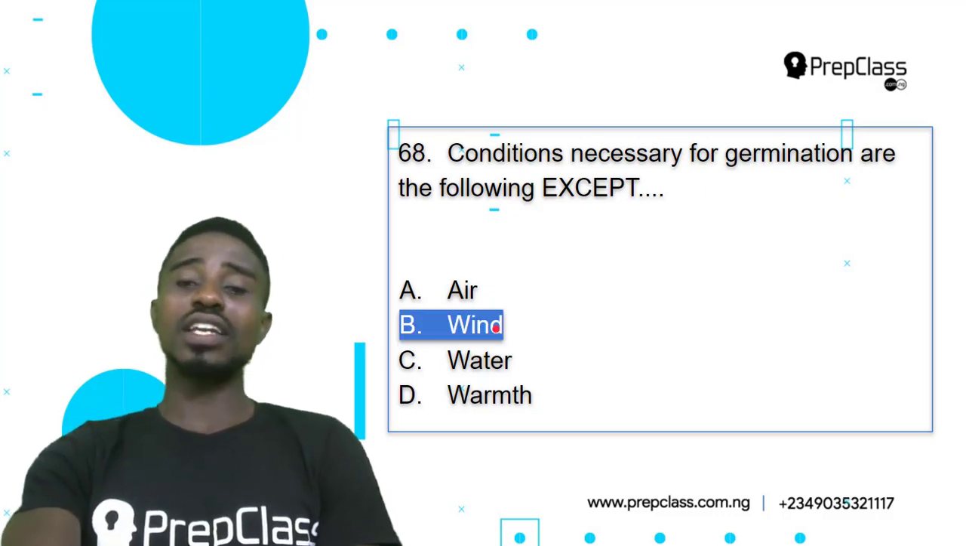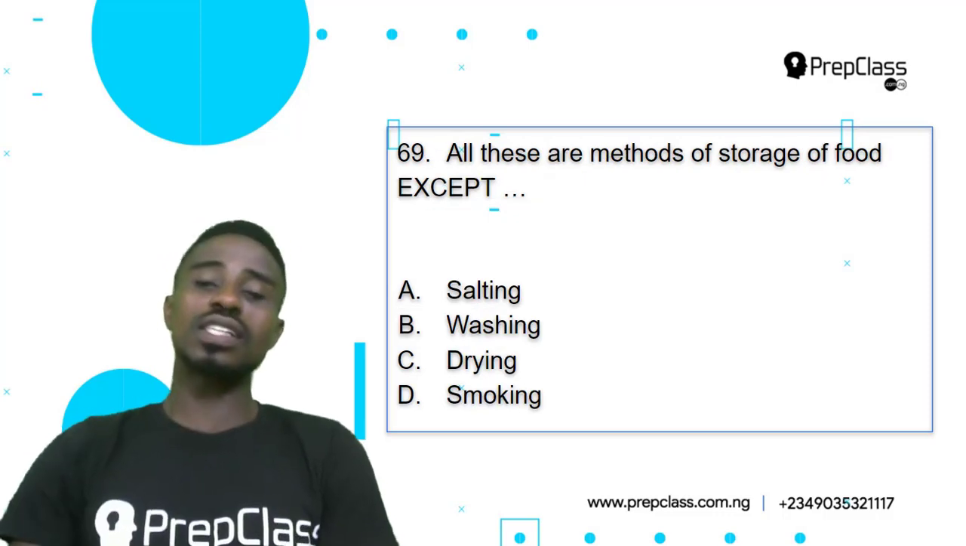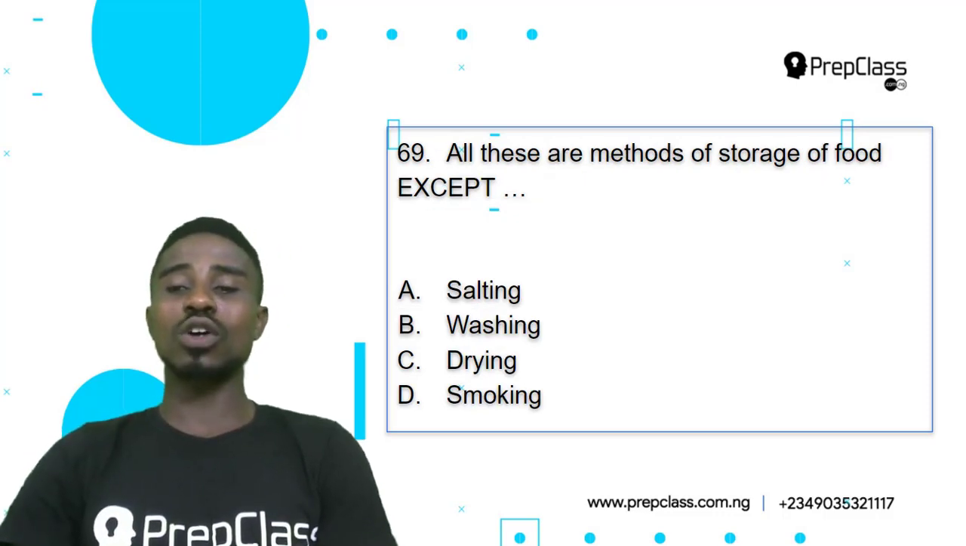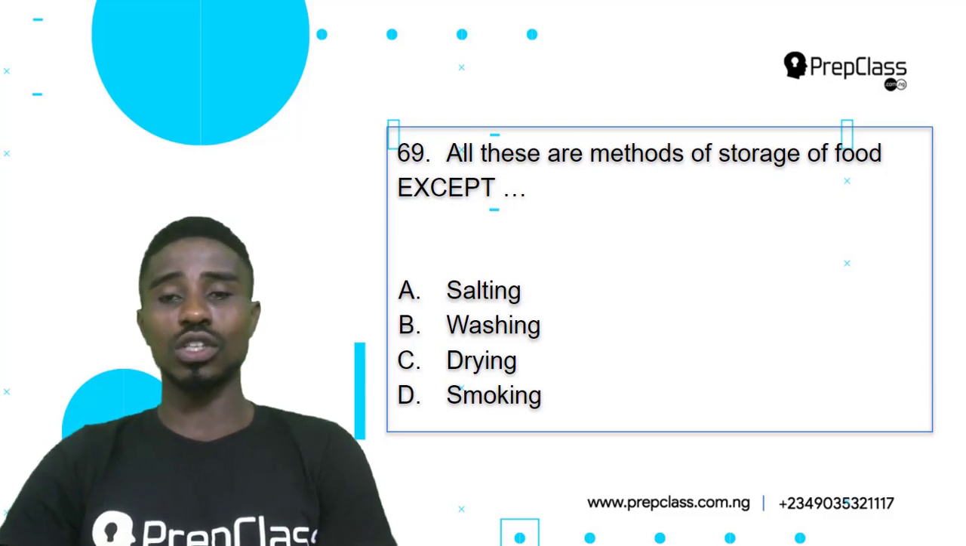Alright, let's look at the next question. Question 69. All these are methods of storage of food except A. Salting, B. Washing, C. Drying, D. Smoking. For us to carefully select the correct answer, we need to analyze all of the options and see which one best answers our question.